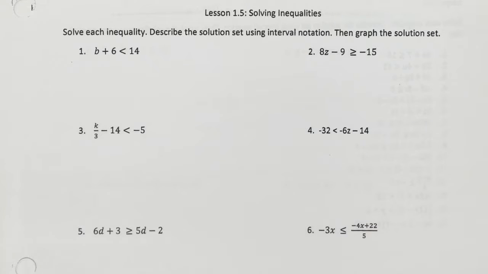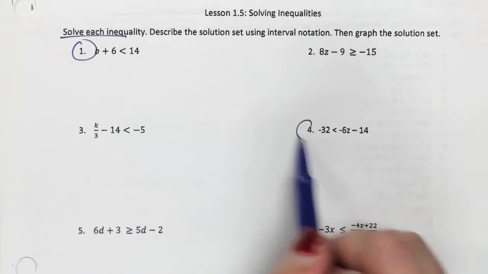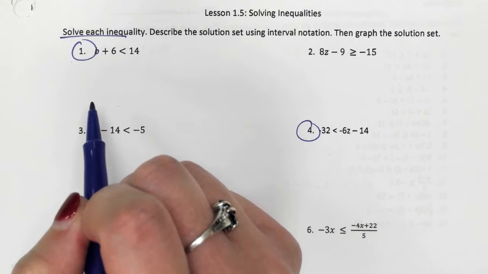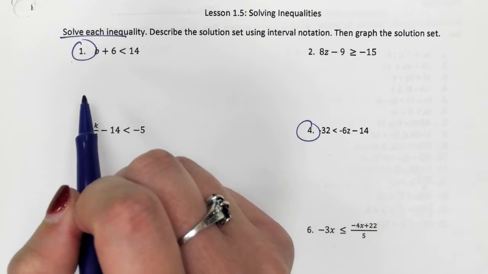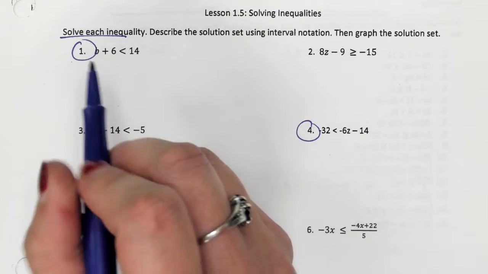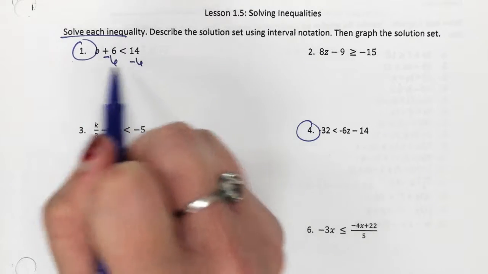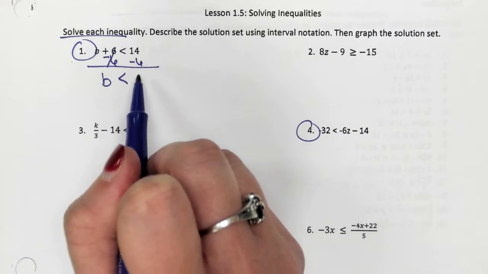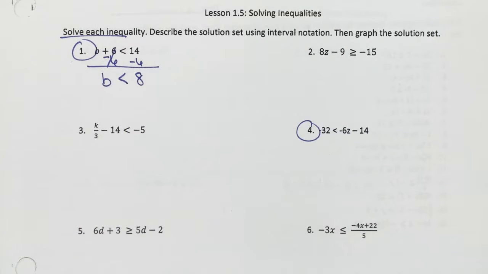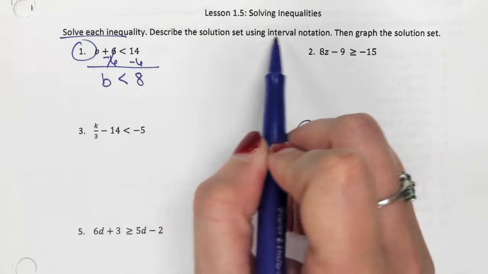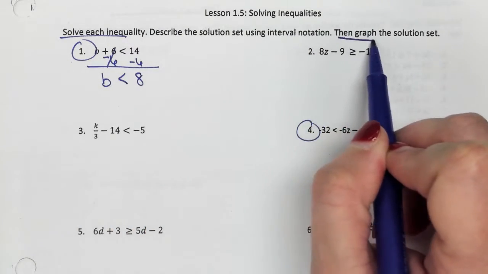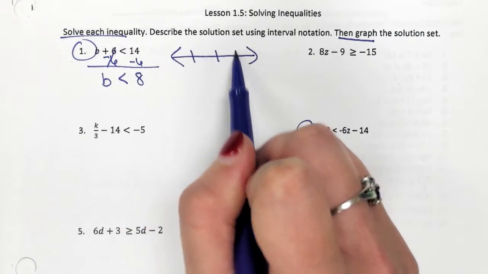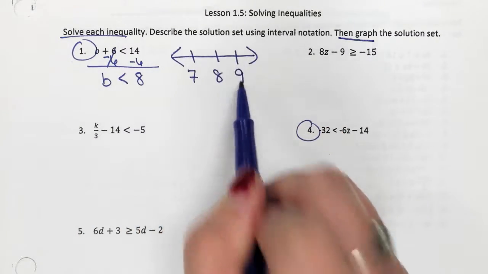All right, what about number 1? It says to solve. What can I do to solve? It already is add. What's opposite? There you go. Subtract the 6. So B is less than, what's 14 minus 6? Perfect. Okay, so tomorrow we're going to talk about describing the solution set. So today we're just going to solve and we're going to graph, okay? So go ahead and draw yourself a line graph. You can just put 3 numbers on there if you want. That's fine.